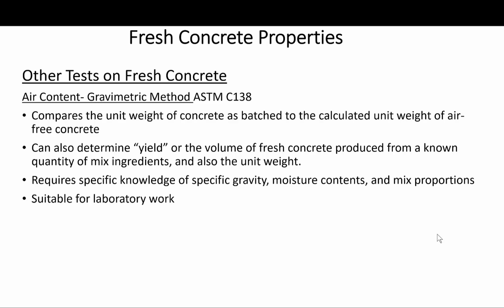This method, as I said, for determining the air content as per ASTM C138, is the oldest and simplest method. It consists basically of comparing the unit weight of concrete containing air with the calculated unit weight of air-free concrete, computed from the proportions and the specific gravities of the mixed components.